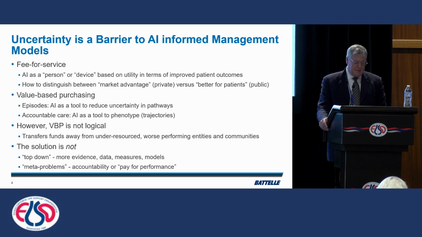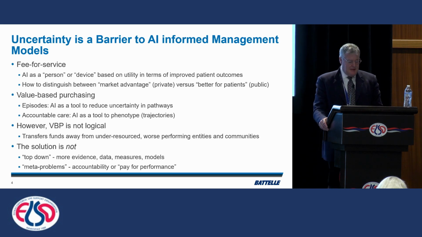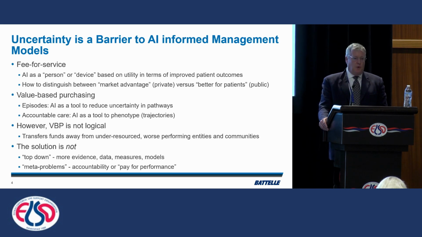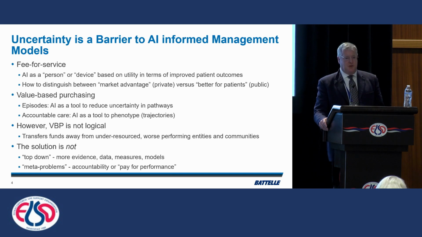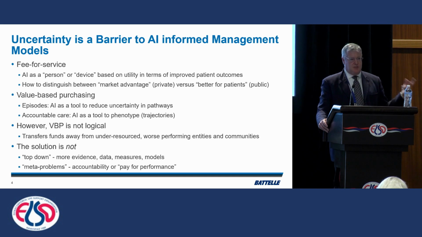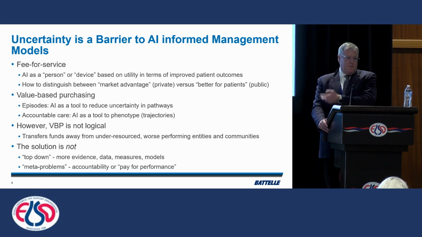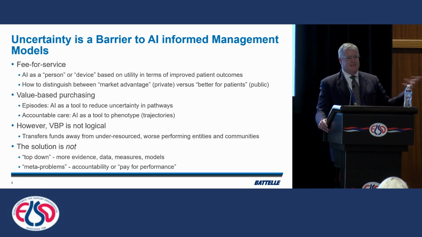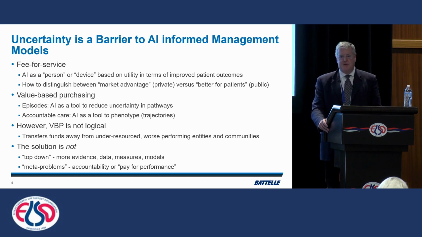model that's under experimentation, some success, and AI, I think, has a role there as a tool for phenotyping, establishing trajectories that could help reduce the uncertainty in those lifetime and care journey projections. However, ultimately, value-based purchasing isn't really very logical. It doesn't really make sense to take resources from underperforming, under-resourced environments, transfer them to overperforming, over-resourced environments, and somehow expect that the under-resourced environments are going to improve.